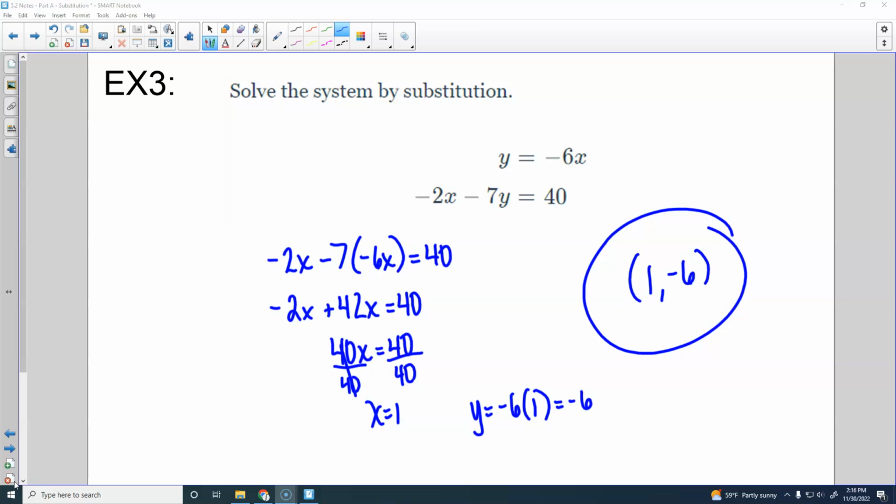So where that y is, we're replacing it with our negative 6x. That will give us a 42x. We'll combine. We should get 1 for our x there. And then you'll plug 1 back into either equation. The top one is the easiest. And we get negative 6.